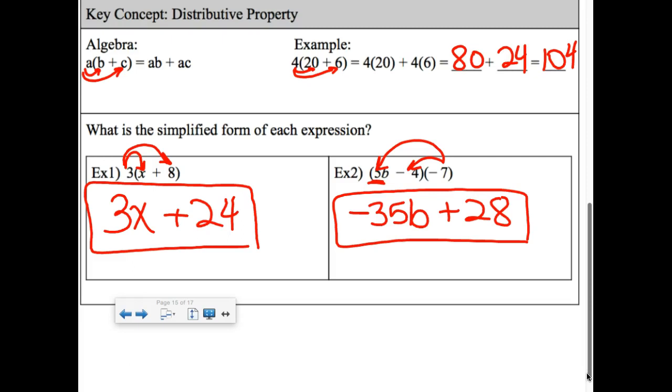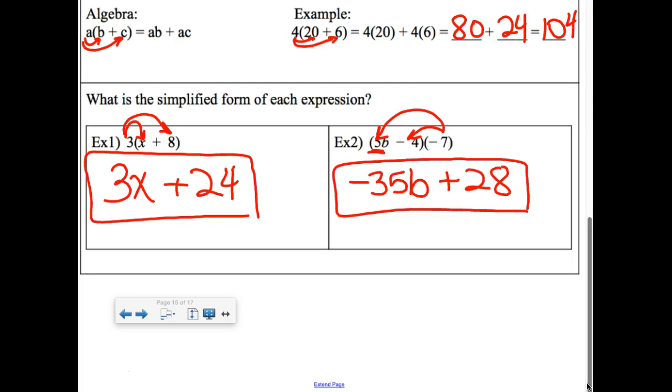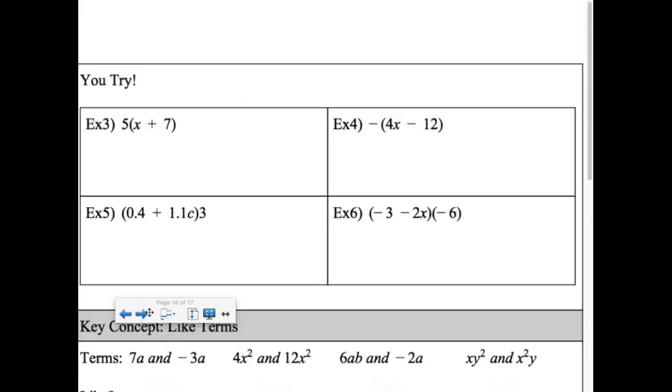For a lot of you, this is probably a review. So distributive property should be a nice review lesson. All right, we are flipping pages. If you would take a moment, grab your calculator, pause, try out these 4 problems, and then once you're done, push play, and we'll talk about them.